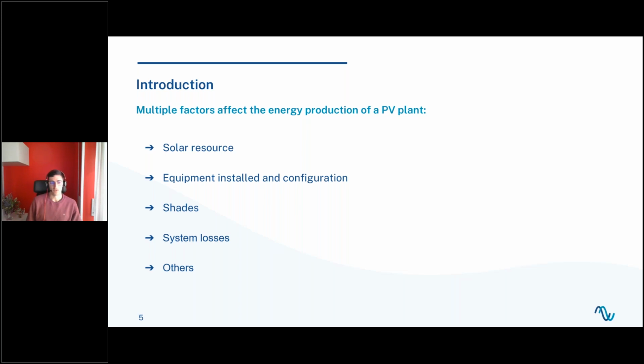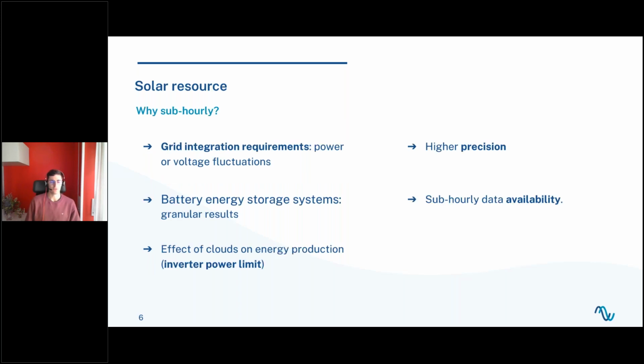Then there are also some other losses that we can group as system losses, that could be related to electrical losses, such as the transformer losses, cable losses, and all the losses that may happen in a PV system when going from the generation to the grid. And then some others that could include LID losses, degradation losses, plant availability, grid availability, and some others that will affect the energy production that we can have in a PV plant. So today we are going to be focusing on the first one, the solar resource.